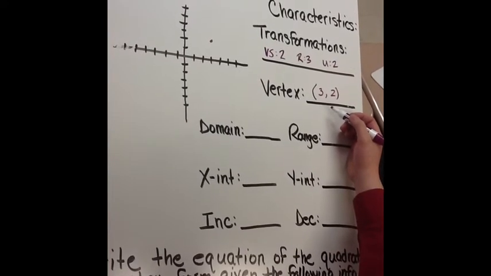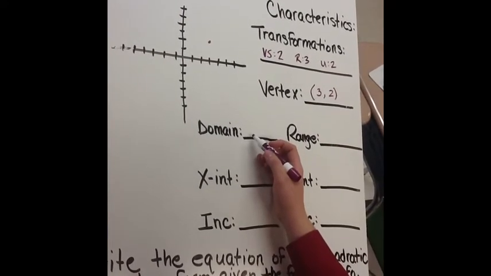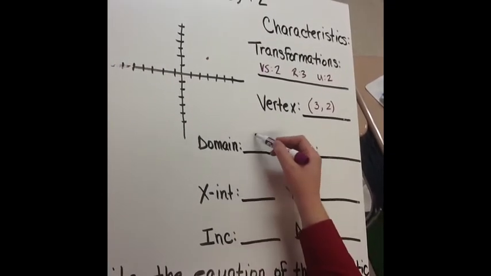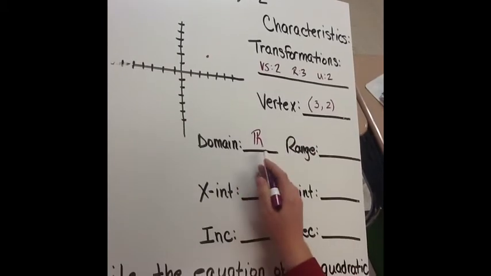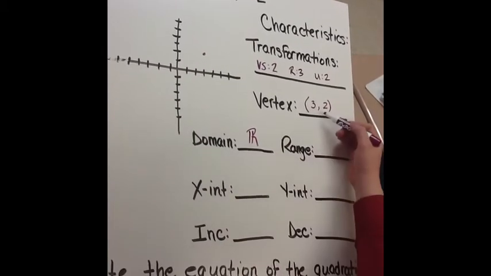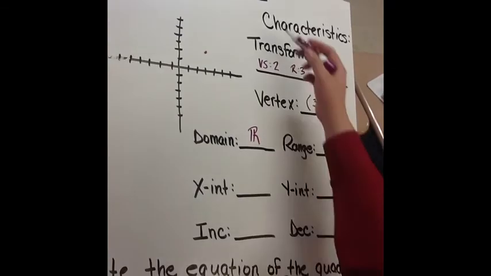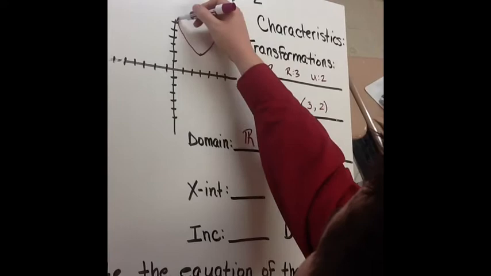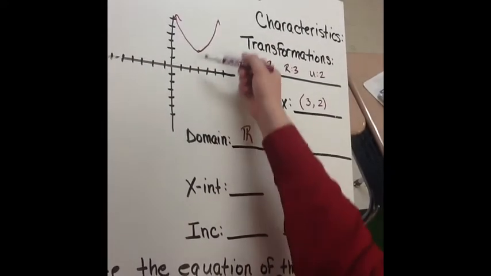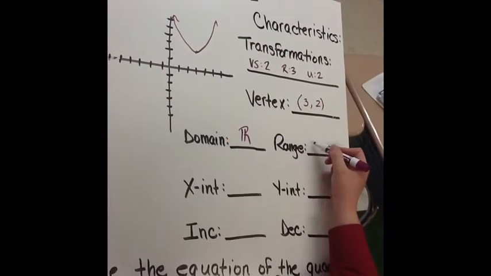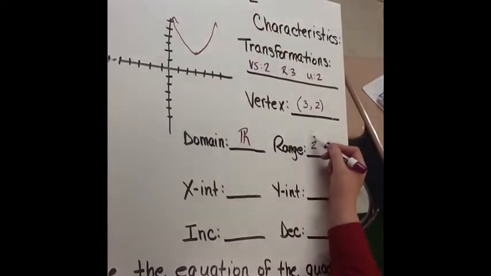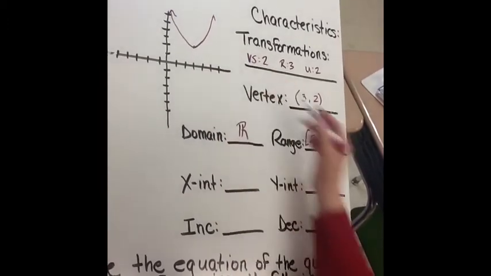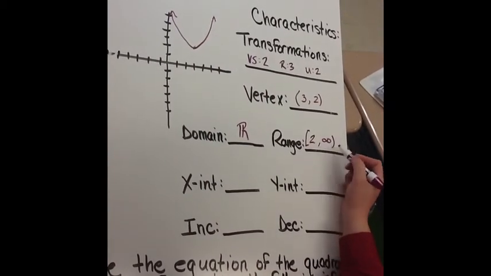Now the next thing we can look at is our domain. Our domain, just like last time, and for any quadratic that we do, is going to be from negative infinity to infinity, or again, all real numbers. Our vertex is going to tell us a lot about our range too. We know since this is positive and it's going up like this, our range is going to be from our y value here at 2 all the way to infinity. Remember, the bracket is over the 2 because we are including that point as well. So it's going to be [2, infinity).